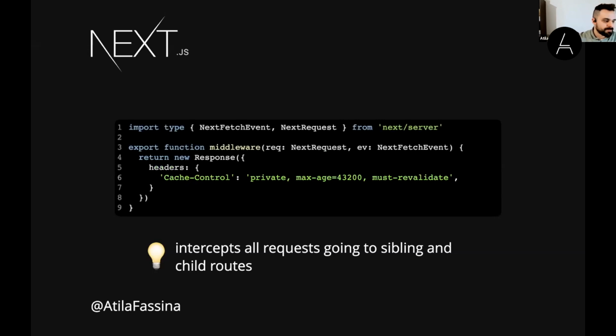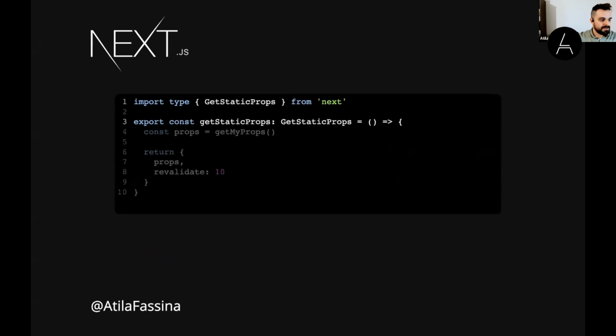subsequently. So this is the one file to rule all your routes on Next.js, including API routes, everything. It's going to be served with this cache control. So be careful.